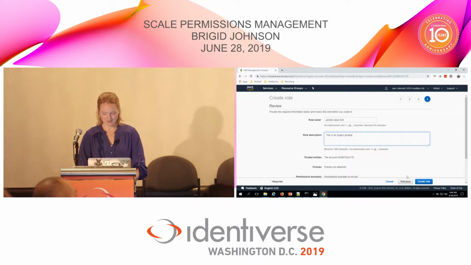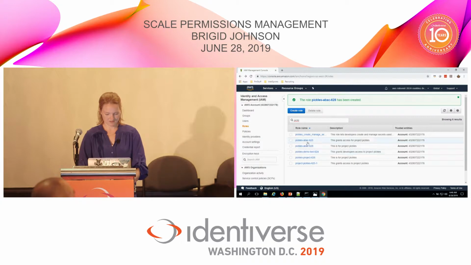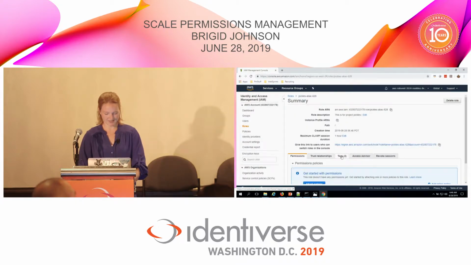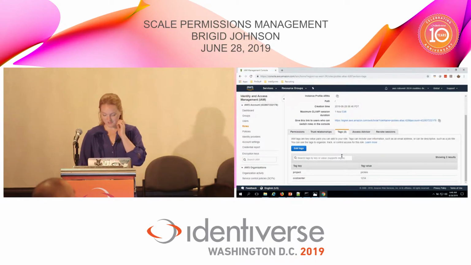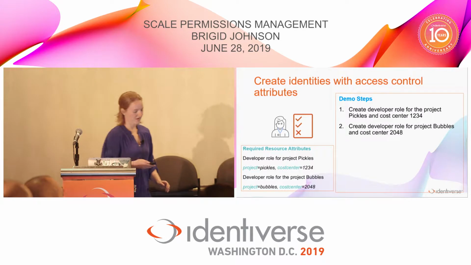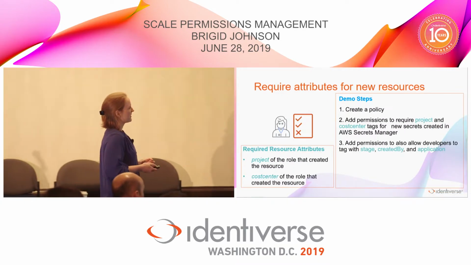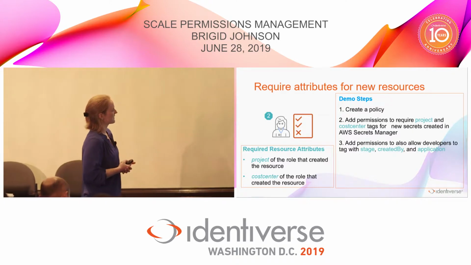All right, so that's pretty straightforward. Create the role. You can see here that I have it, and the tags are there. So I've done the first step where I create my identity with some attributes. All right, pretty straightforward, right? Okay, no big deal. I guess my numbers have automation on them.